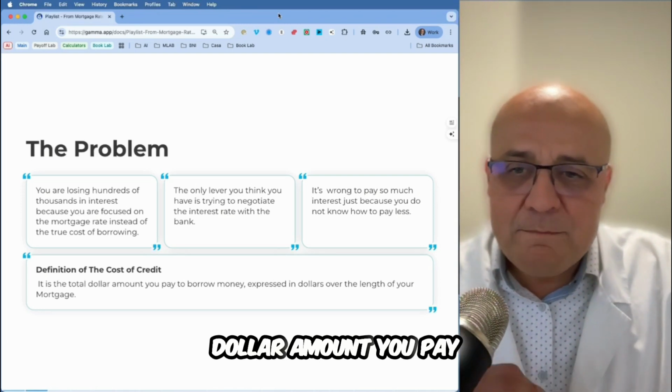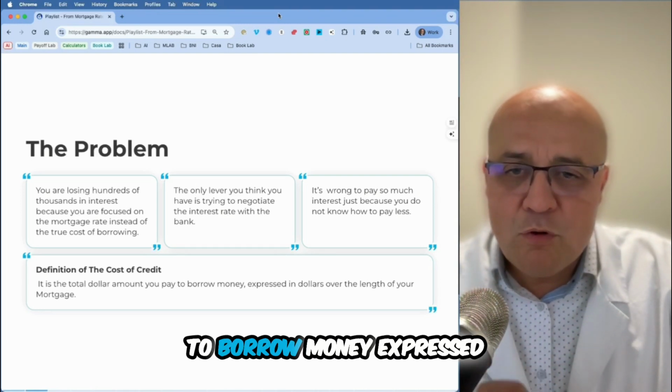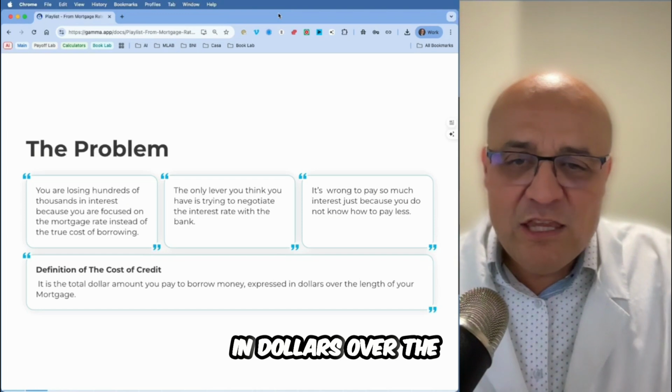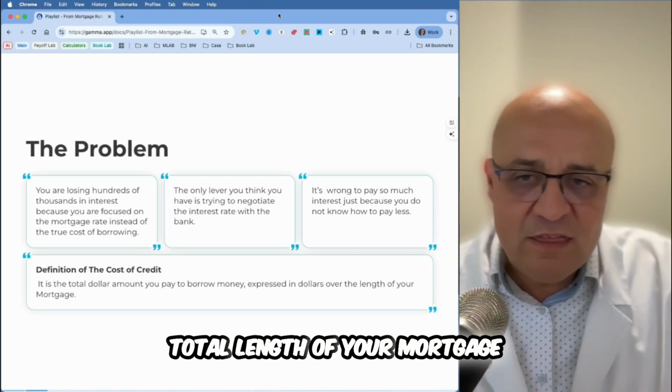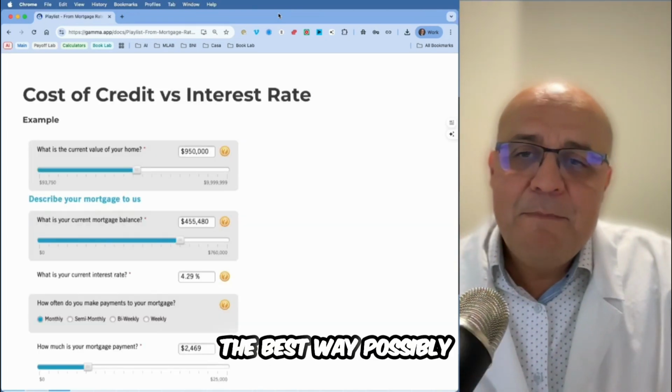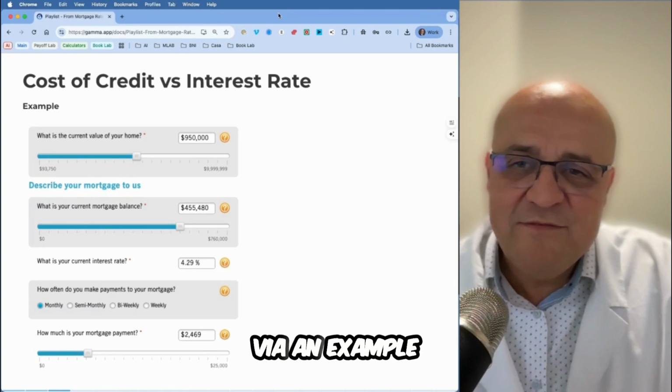Now, I want you to understand the definition of the cost of credit, which is the total dollar amount you pay to borrow money, expressed in dollars over the total length of your mortgage. The best way possibly to show this is via an example.